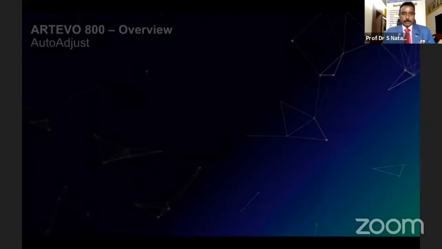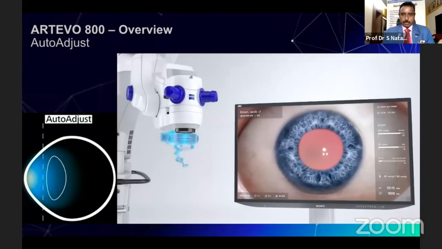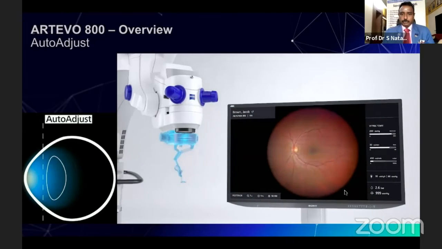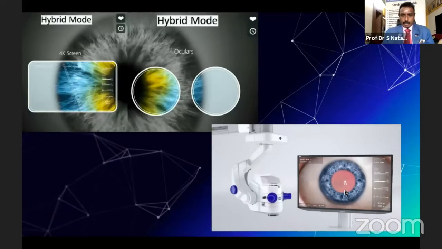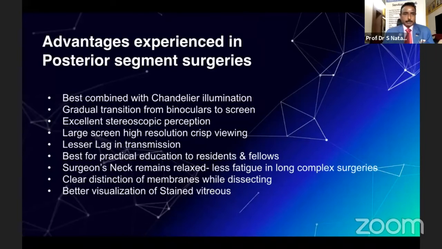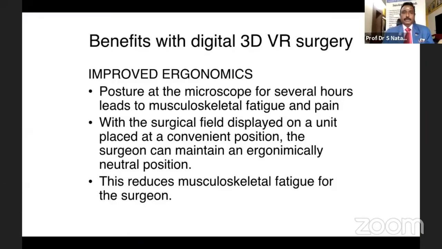And this is an auto adjust, which you can see. And this is how the system works. And you can see the brilliant OCT there. And then this is a hybrid mode. And the advantage is the experience of the posterior segment surgeon, best combined with this, so that the surgeon's neck remains relaxed, but I feel exercise is important. And posture at the microscope.